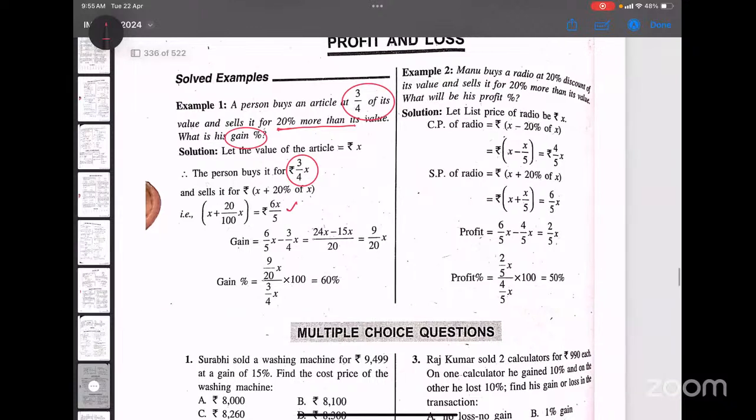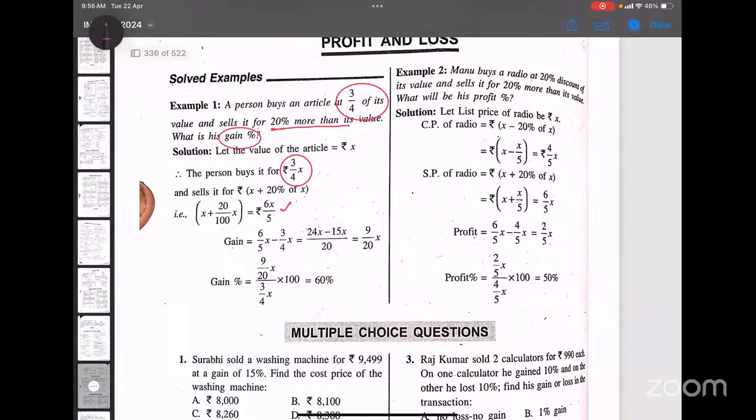by 5. What will be the gain? Gain will be the difference between them. So 6 by 5x minus 3 by 4x, this will be 9 by 20x. And for percentage, the change will be here, the original will be here, multiply by 100. So gain is 9 by 20x, original is 3 by 4x into 100. So the answer will be 60%. Understood?